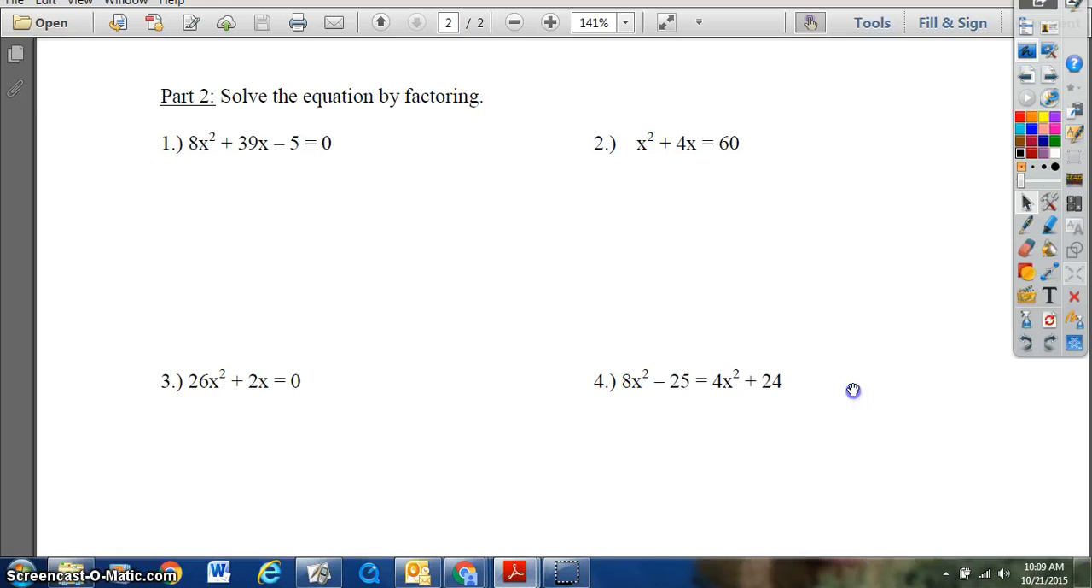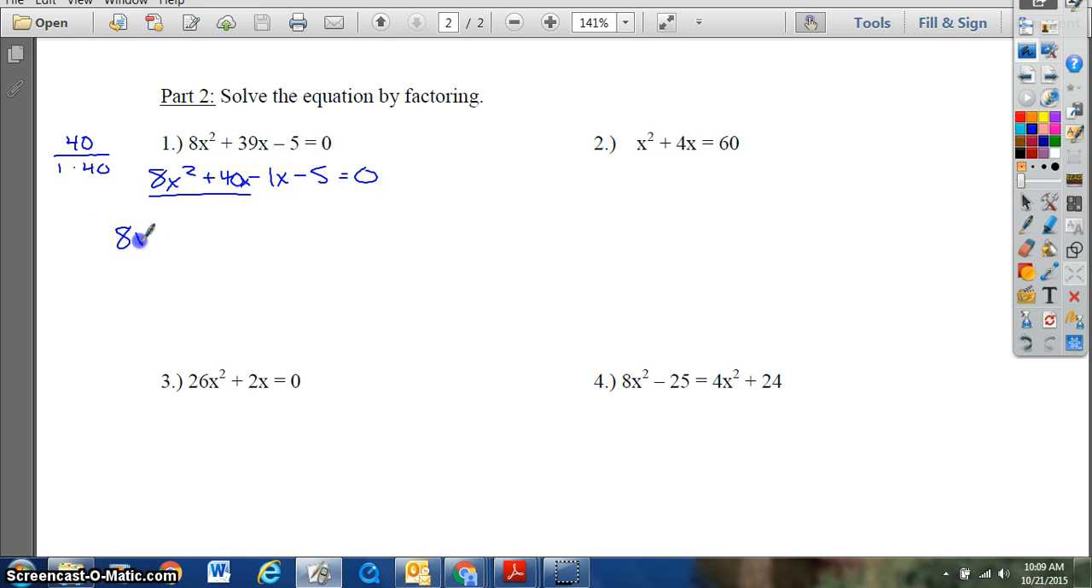Okay. On the back, a couple problems on the back here. You can see we have about 8 of them. First couple are already set equal to 0, so that makes life a little more simple. Okay, I can rewrite my 8x squared. I can rewrite my minus 5. I need a plus minus. 1 times 40. I can already stop because I see that gives me a difference of 39.